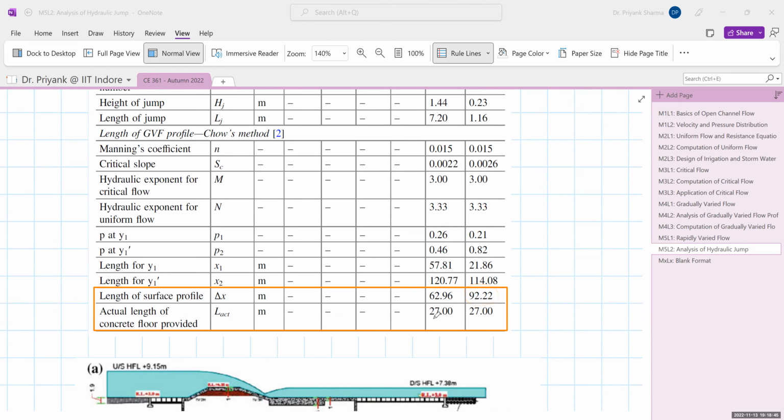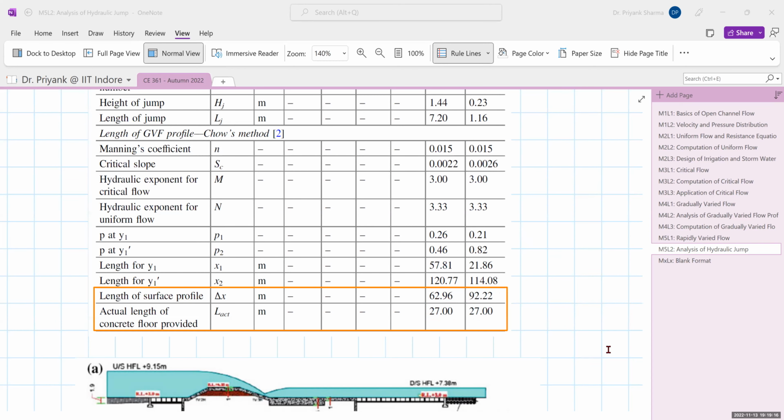However, the actual length of concrete surface was just 27 meter. So around 35 meter here and 65 meter here, the jump was forming outside the concrete floor, and that was damaging the structure. So in this case, contrary to our assumption that more flood will cause more damage, it is rather the lesser flood magnitude that is causing damage, because the energy dissipation doesn't occur. Okay, so that is the concept.